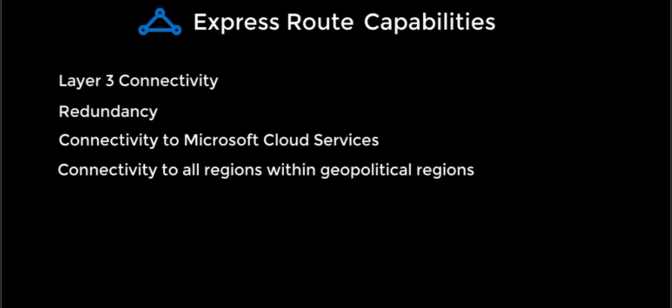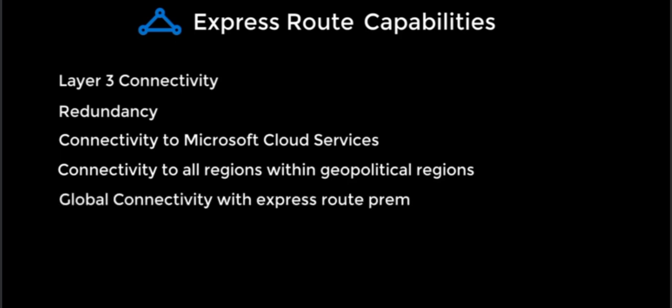You can enable ExpressRoute Premium add-on feature to extend connectivity across geopolitical boundaries. For example, if you connect to Microsoft in Amsterdam through ExpressRoute, you will have access to Microsoft cloud services hosted in all regions across the world.